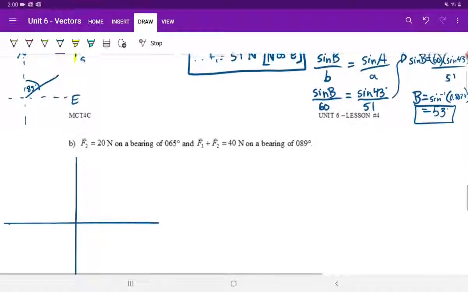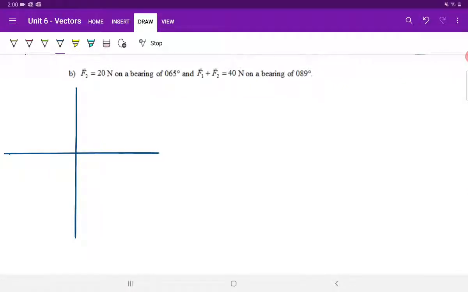Okay, let's move on to the second question, which is very similar. And what I'll do, rather than just solving it, I'll let you solve it. We will set it up together. Okay, we'll draw this out, we'll set it up. So we've got F2 is equal to 20 newtons on a bearing of 65 degrees. Okay, so let's draw that first.